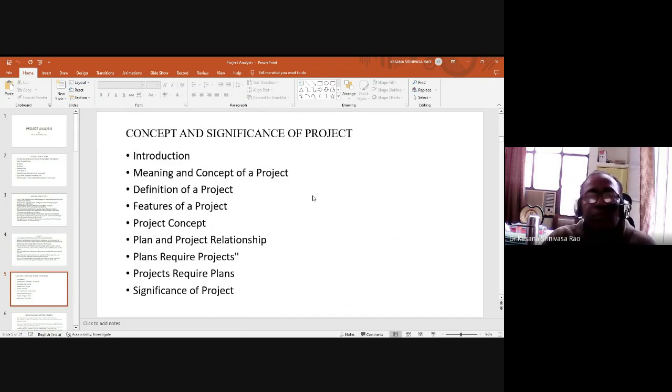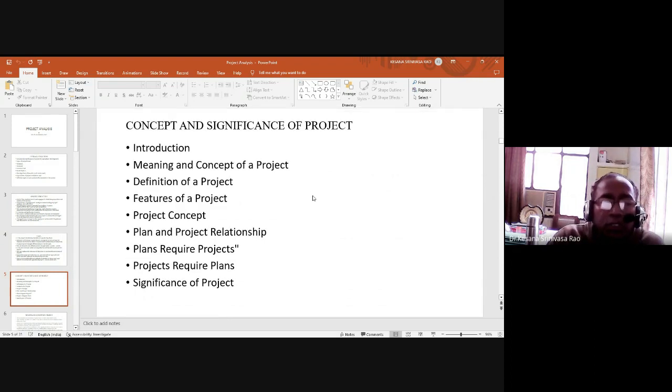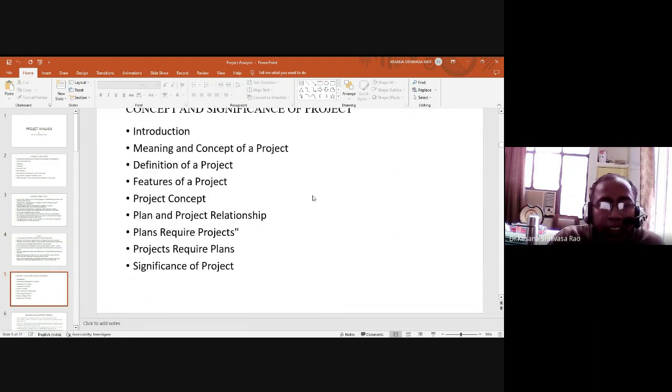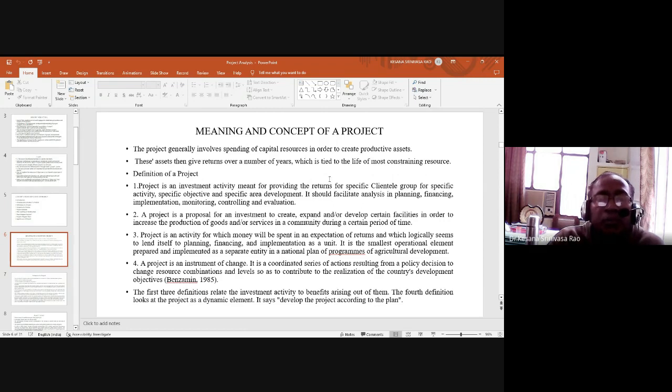Then, concept and significance of a project. Meaning and concept of a project, definition of a project, features of a project, project concept, plan and project relationship, plans require projects, projects require plans, significance of project. So these are the things, and slowly, one by one, we will discuss them. Meaning and concept of a project.